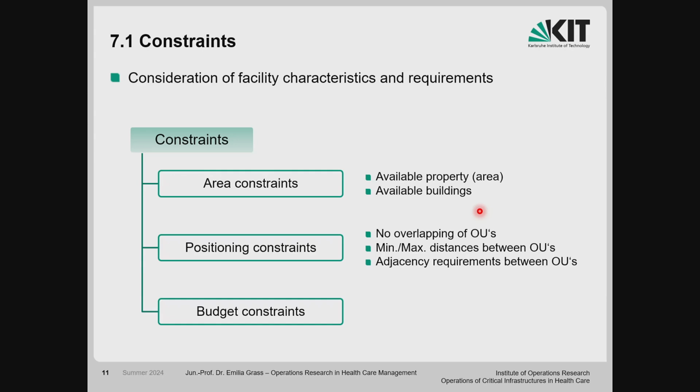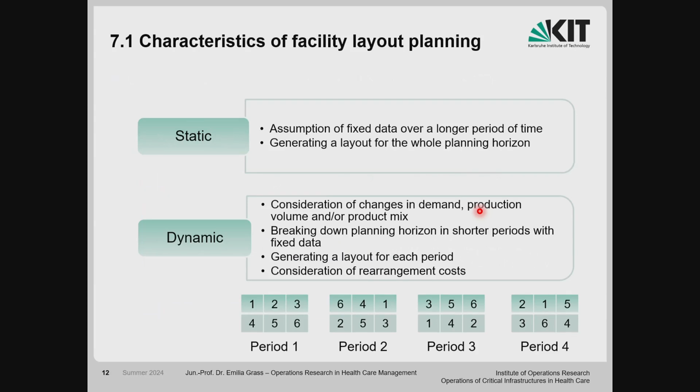Okay, and then we have the adjacency requirements, so the neighboring requirements between different units. Sometimes it's good when they are close together, sometimes it's better if they are not, or it's not important if they are close together. And the budget I already mentioned. And then we have to differentiate between the static and the dynamic. So static is clear, okay, we have the building, we arrange the departments once, and that's it.